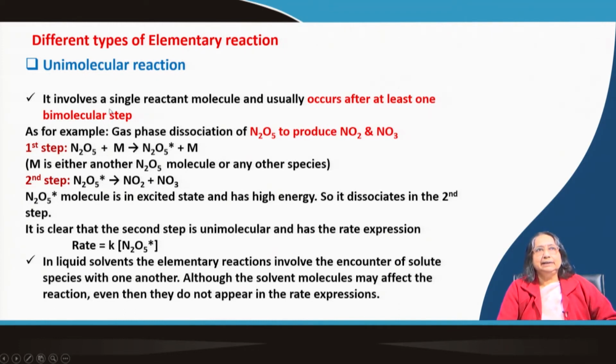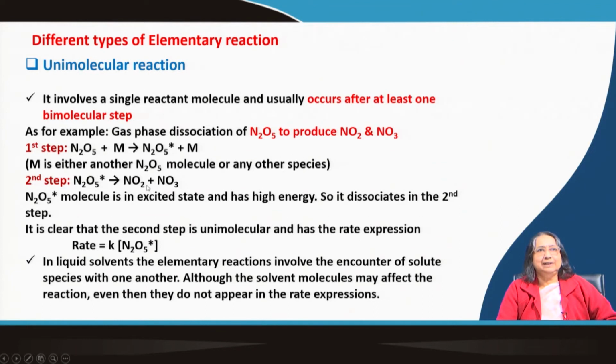That is why it is written that it involves a single reactant and usually occurs after at least one bimolecular step. This is very important, and I have explained it here. Now, the N2O5 molecule is in an excited state with high energy, so it dissociates in the second step. It is clear. So, if it is like this, then what is the rate? The rate is the rate constant times N2O5. So, it is clear that the second step is unimolecular and has a rate expression like this.